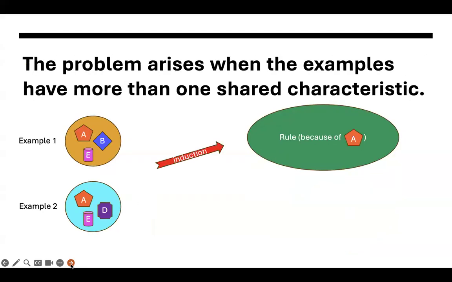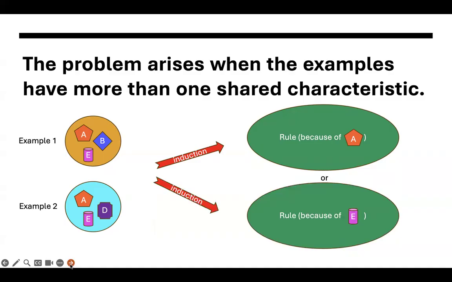The problem arises when the examples have more than one shared characteristic. Take a look at examples 1 and 2. These two examples share two elements, A and E. But example 1 also has element B, and example 2 has element D. We could induce a rule that is shared to both of them because of A, and we could also induce a rule that's shared to both of them because of E.